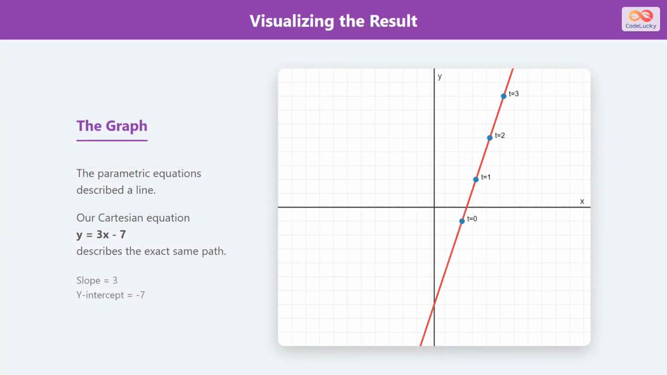If we graph the result, we can see that our original parametric equations describe a straight line. The Cartesian equation we found, y equals 3x minus 7, describes this exact same path, with a slope of 3 and a y-intercept of -7.